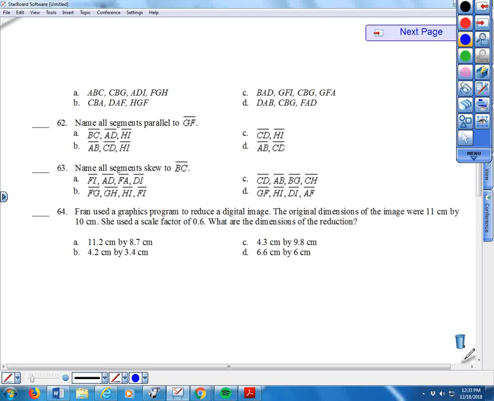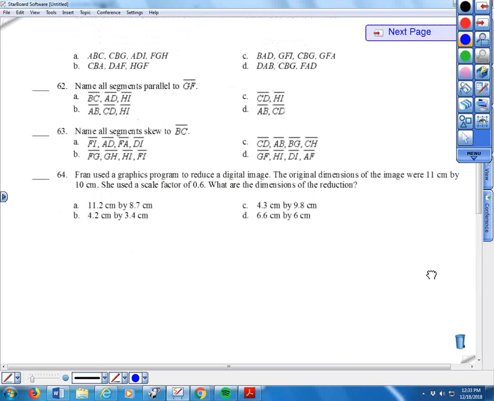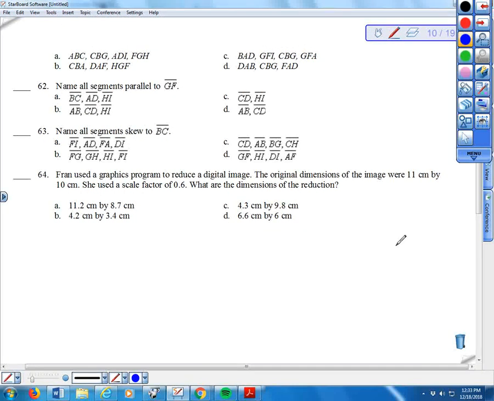And then last question. May have time, may not. Fran used a graphics program to reduce a digital image. The original dimensions of the image were 11 centimeters by 10. She used a scale factor of 0.6. She reduced it. Scale factor is going to be smaller, so I'm going to take this times 0.6, which should be this one.